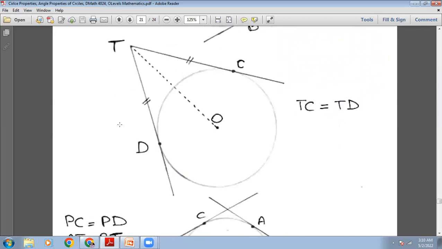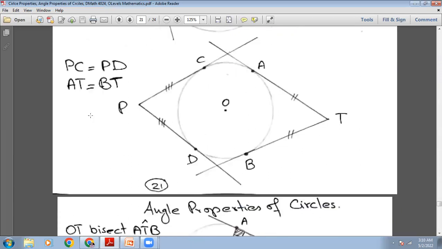Here is another example. T is an external point. This is a circle. Two tangents are coming, TD and TC, and both these tangents are coming from the same external point to the same circle. So both the tangents will be equal in length. So TC equals TD.